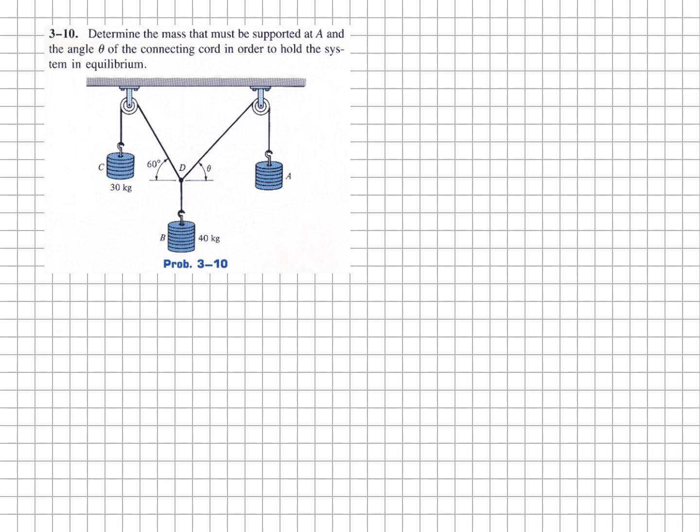Determine the mass that must be supported at A and the angle of the connecting cord in order to hold the system in equilibrium. So we are going to find the mass at A and theta. Let's just jump right into our free body diagram.